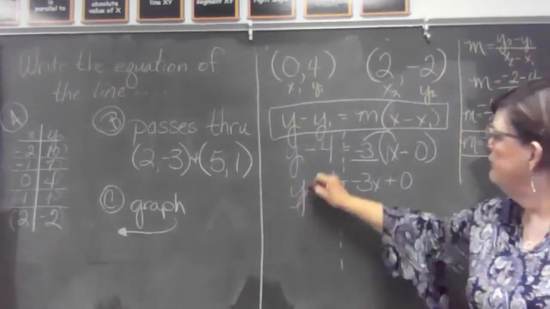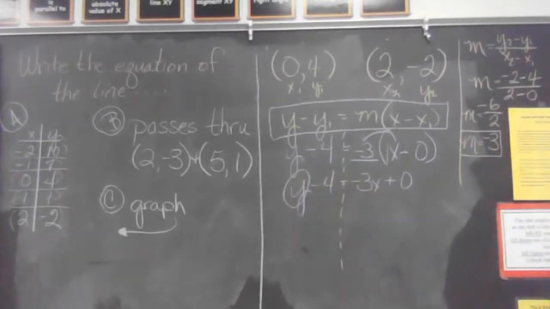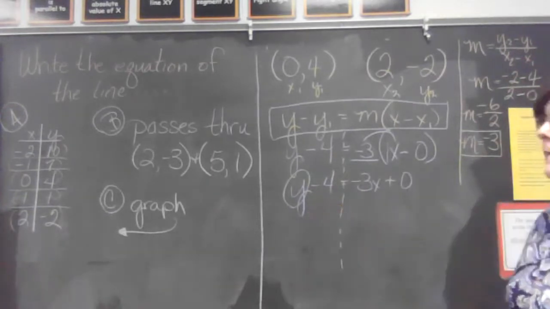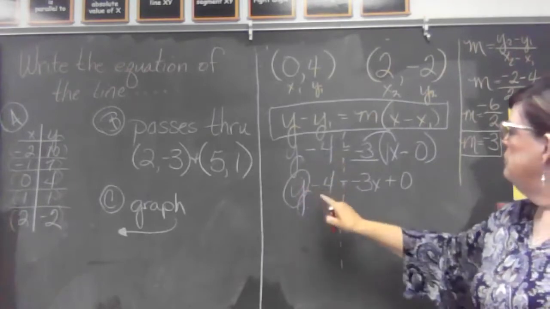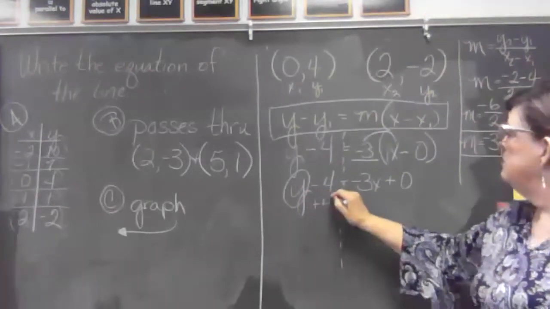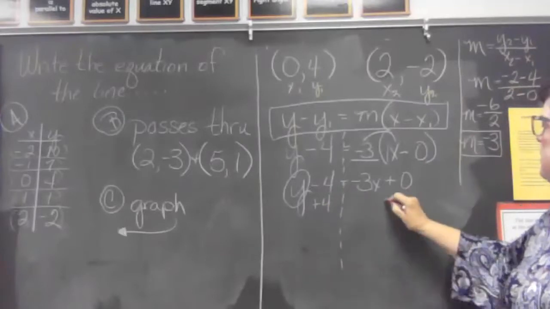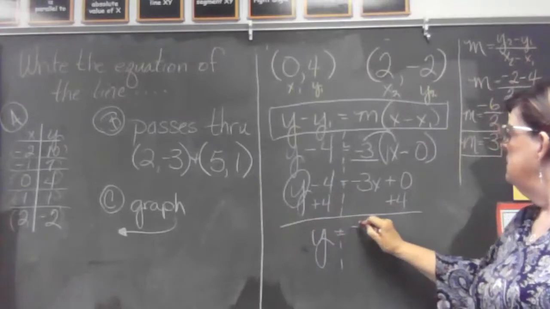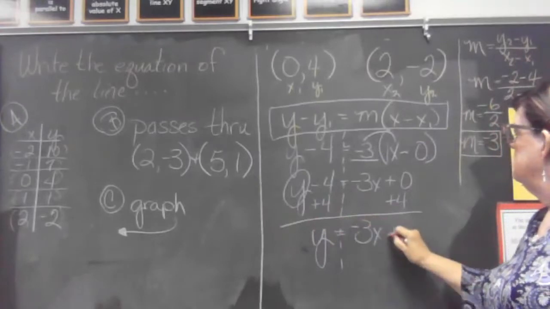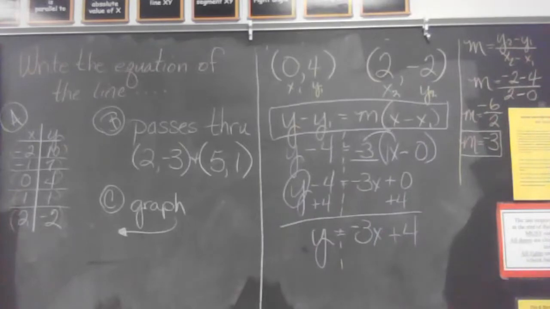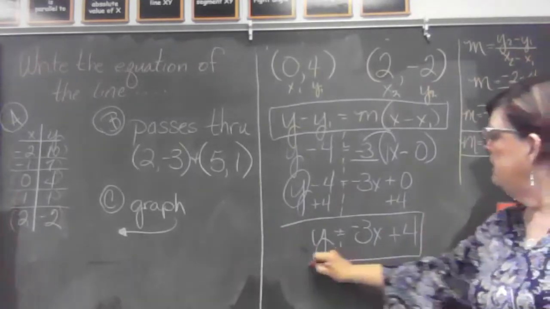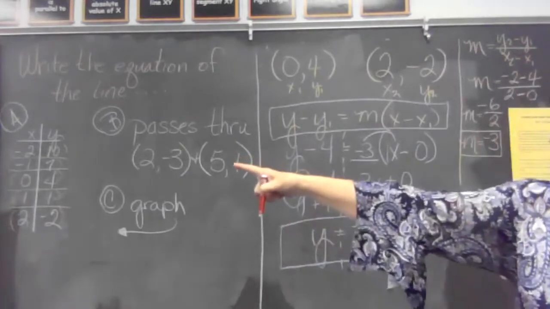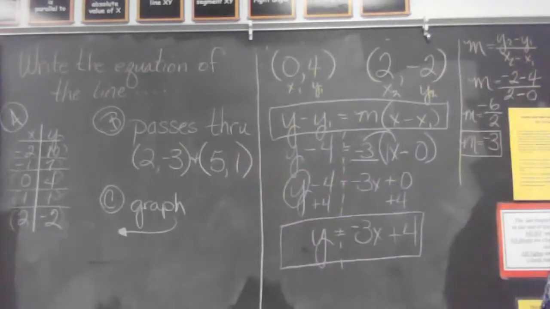Okay, and now we're going to solve for y, because most of the time when you're writing the equation of a line, they want you to put it in slope-intercept form, which means the y has to be by itself. So we're solving for y. The only thing we have to get rid of is this 4. If we do it to one side, we have to do it to the other side. So now we have y equals negative 3x plus 4. This is the equation of a line from that T-chart over there.